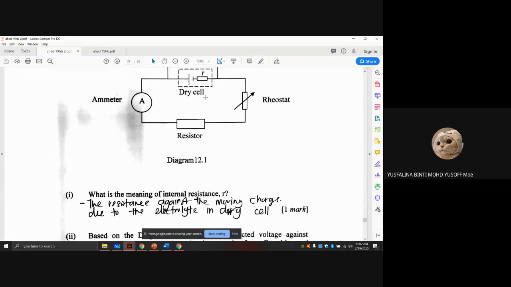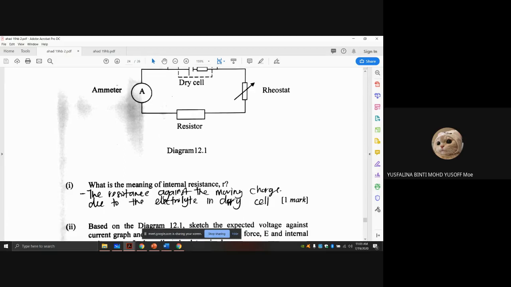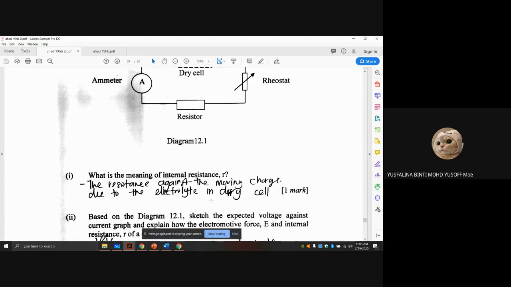The meaning of the internal resistance is the resistance against the moving charge due to the electrolyte in the dry cell. In chemistry, you learn that you can make a simple dry cell, right? You know that the negative charge will go to the anode and the positive charge will go to the cathode. So it means there is charge inside the dry cell. The internal resistance is actually the resistance against the moving charge inside this dry cell, due to the electrolyte in the dry cell. So that's the meaning of internal resistance.